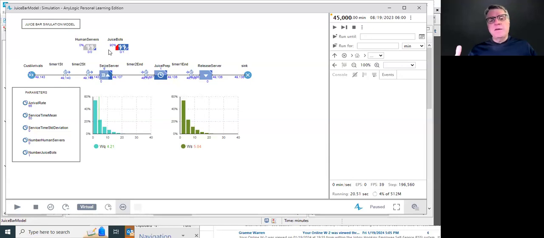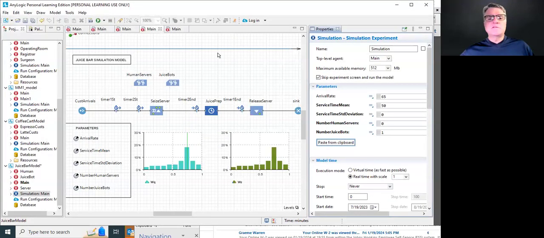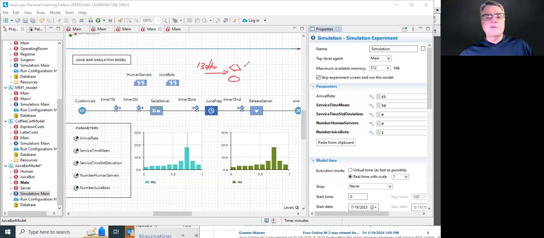And then finally, the one model that we can't analyze using queuing, where I have one Juicebot and one human. Let's have a look at that one. So I'm going to just lay this out, and I'm going to pool the arrivals as well. So let's see how this goes. Yeah, so it's going to be 130 per hour. Lump those two streams. There's a robot, let's say, and then there's a human.